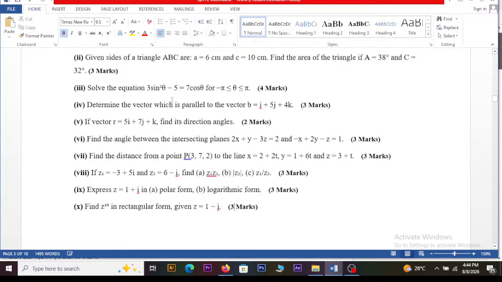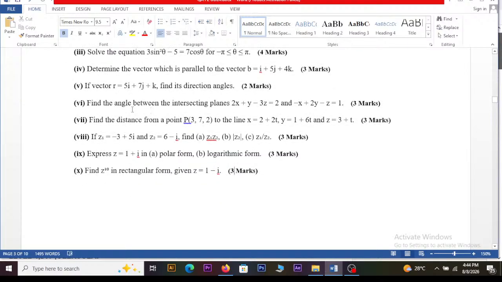Okay, so the fifth question in section A tests your understanding about what is vector. Kwa swali la vector. Question 1, Roman 6. Find the angle between the intersecting planes 2x plus y minus 3z is equal to 2 and negative x plus 2y minus z is equal to 1, 3 marks. Read with me.